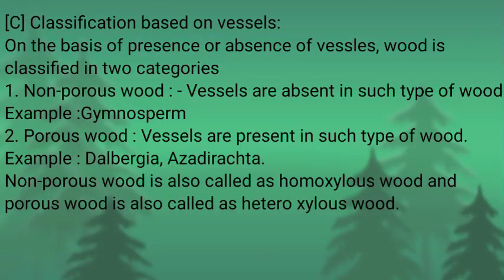Classification of wood based on xylem vessels. On the basis of presence or absence of xylem vessels, wood is classified into two categories: number 1, non-porous wood; number 2, porous wood. Non-porous wood: vessels are absent in this type of wood, generally seen in gymnosperms. Wood in which vessels are present is called porous wood. Example, Dalbergia and Azadirachta indica. Non-porous wood is also called homoxylous wood and porous wood is also called heteroxylous wood.